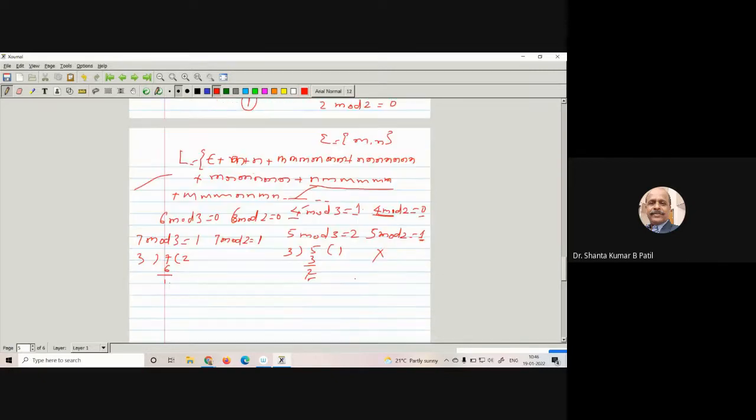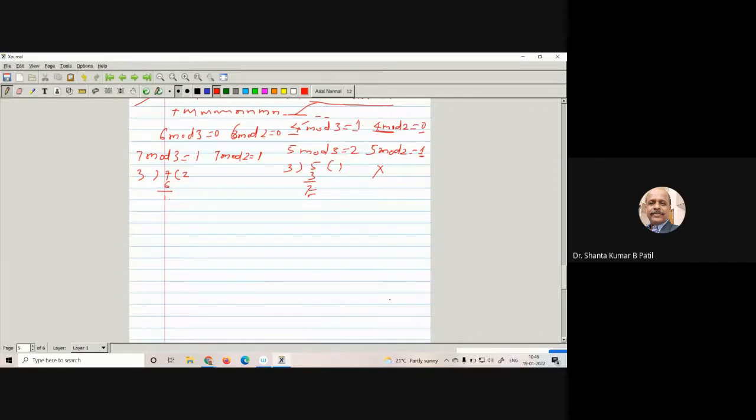Therefore, the DFA for such a finite automata has to accept epsilon. Epsilon means the initial state is the final state. It has to accept either a single M or a single N. So this is the finite automata which is accepting. M comes, it is accepting. N comes, it is accepting. It should not accept 2 M's or 2 N's. 2 M's and 2 N's should not be accepted. That's why it is a non-final state.